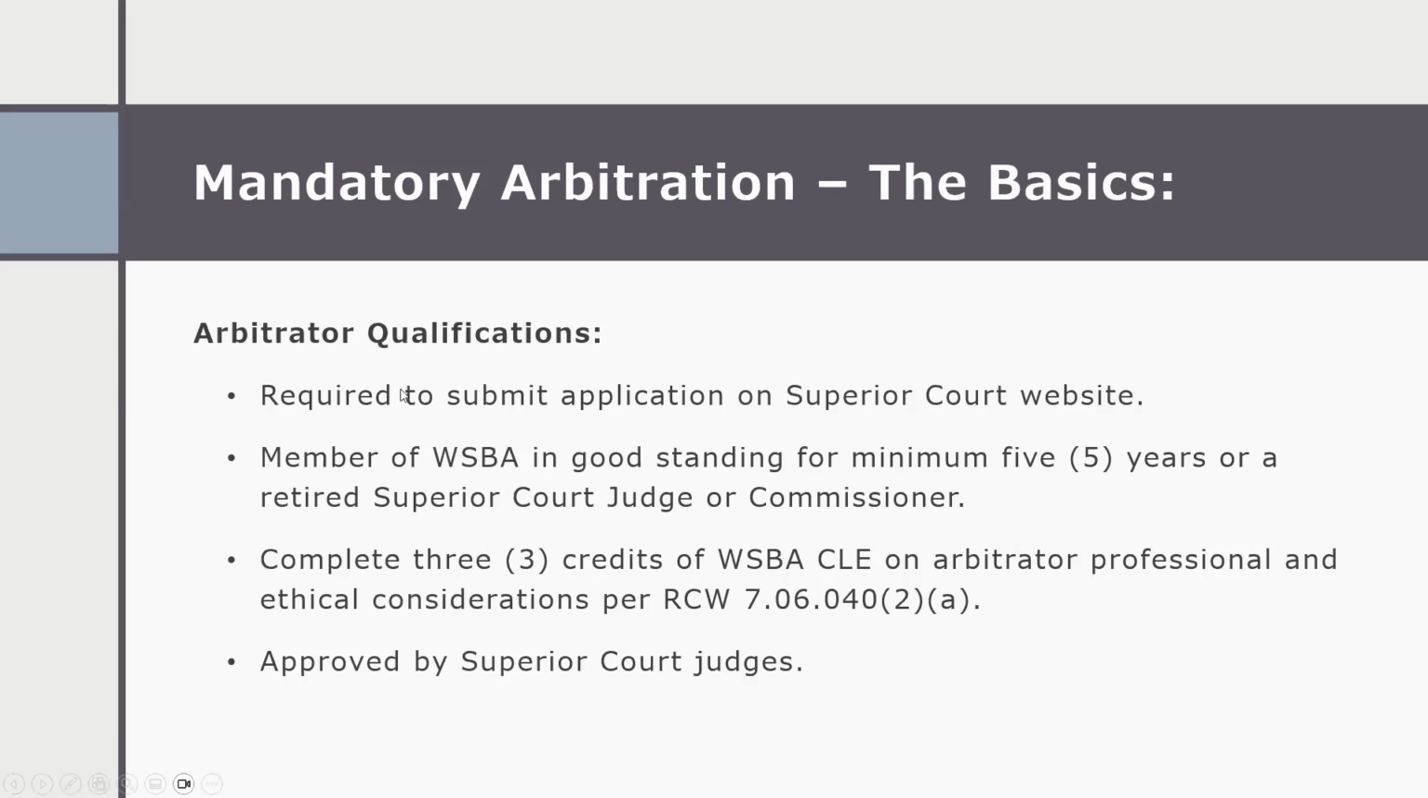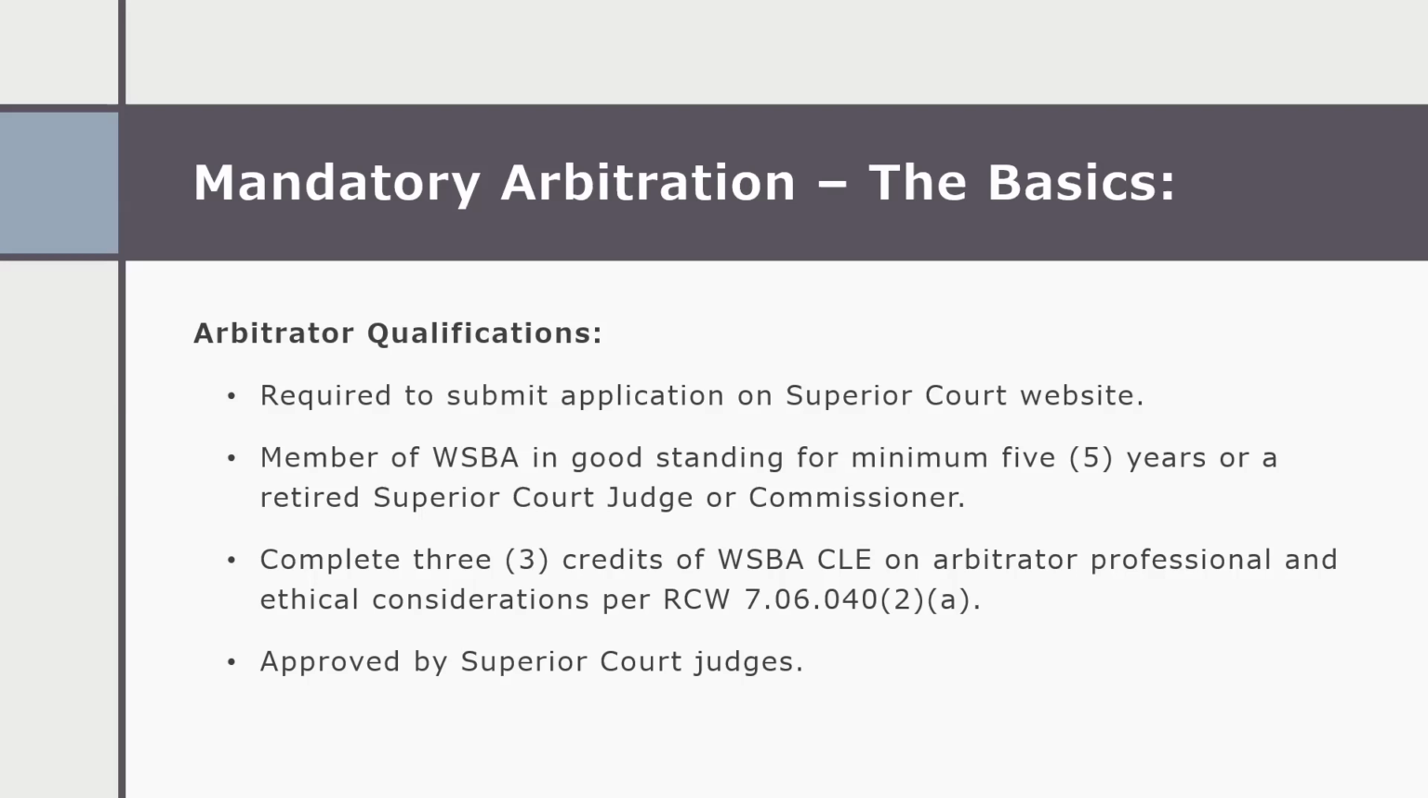If you are interested in being an arbitrator, which I hope you are by joining the CLE, you have to submit an application on the Superior Court website. It's under the main page for Clark County, and I'll put a link in the chat when I'm done. You go to the Civil tab, and then there's an arbitration subfolder, and that's where there's a link to the application form. You have to be a member of the Washington State Bar in good standing with at least 5 years of experience, or be a retired judge or commissioner. And you have to complete 3 credits of a CLE on professionalism and ethical considerations, which is required by statute.